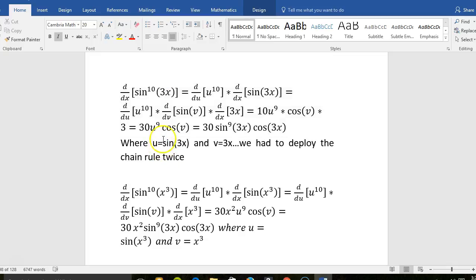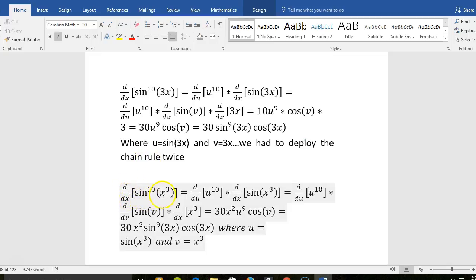I would have to let u equal the sine of 3x. Because now what's really going on here, guys, is we're taking the sine of 3x and we're raising it to the 10th power. So we got to let u equal the sine of 3x, but notice we still got a 3x inside here, so we got to let another guy, let's call him v as in Veronica, equal 3x. Now we had to deploy the chain rule twice.